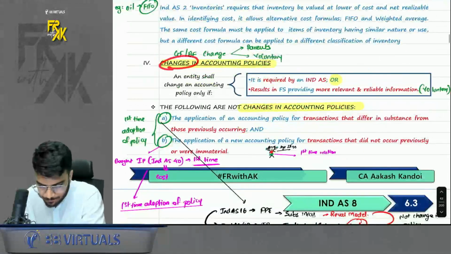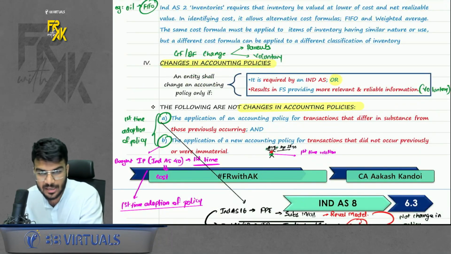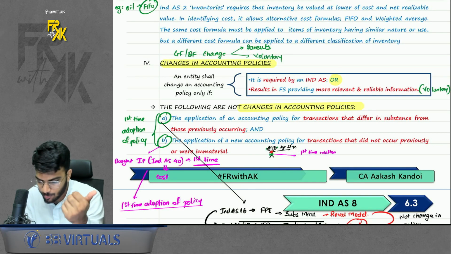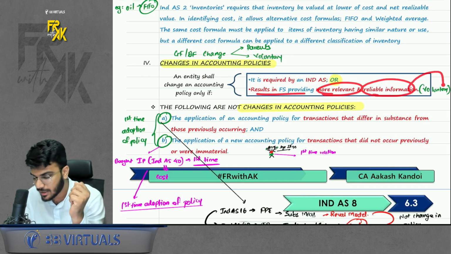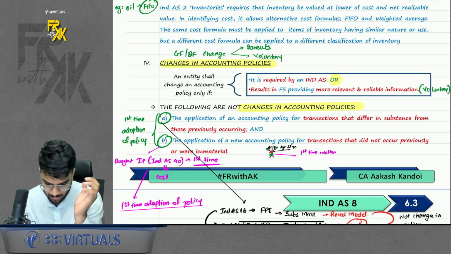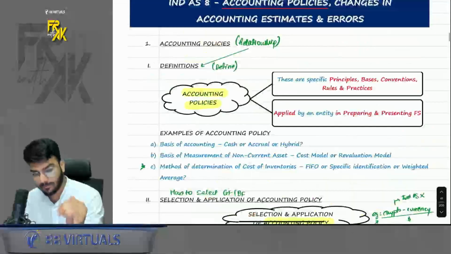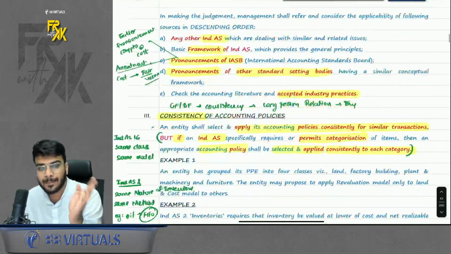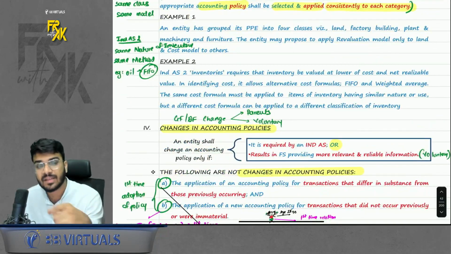Anyways, then change in accounting policies. Can we ever change our accounting policy? The answer is yes, in two cases. Which are those two cases? First, if it is required by Ind AS, or second, if it results in more relevant, reliable information, that is, you are changing it voluntarily. Now if you see the flow of accounting policies, it is defining, then selecting, then whatever you select, apply consistently, then fourth, discussing whether we can change it.